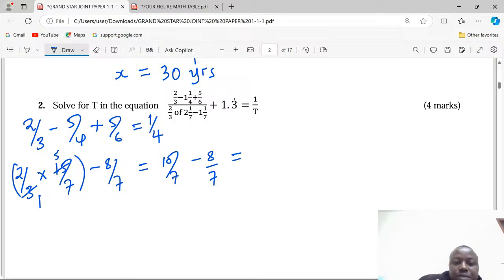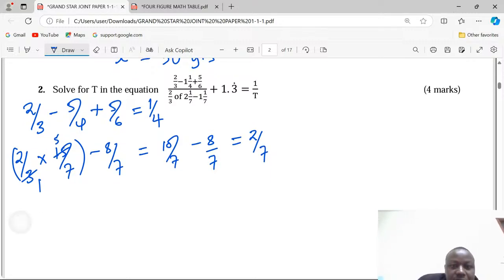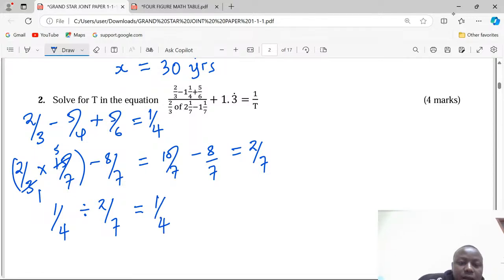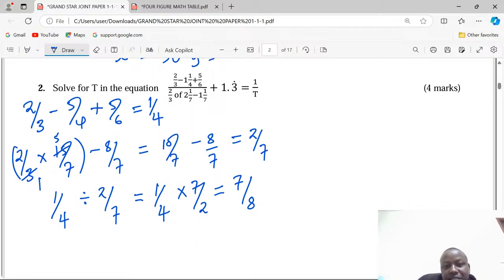And this is going to be exactly 2 over 7. That one is sorted. So we can combine now for the first term, the numerator and the denominator solution, whereby it is a quarter divided by 2 over 7, which is a quarter multiplied by 7 over 2. This is 7 over 8.